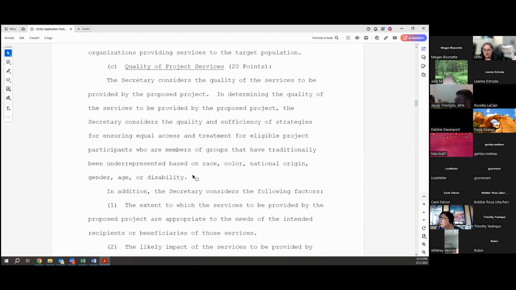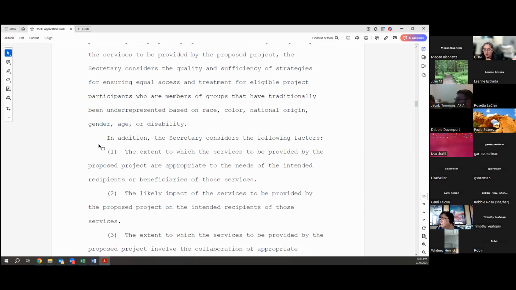Number one, the extent to which the services to be provided by the proposed project are appropriate to the needs of the intended recipients or beneficiaries. So if you spent time in the needs section talking about language barriers being problematic, then you want to talk about how you're going to overcome those language barriers in your provision of services. Do you have a number of staff members who are traditional speakers and are able to communicate with consumers in their own language, if that's a huge consideration?